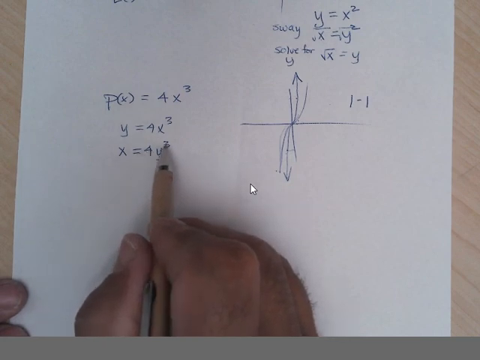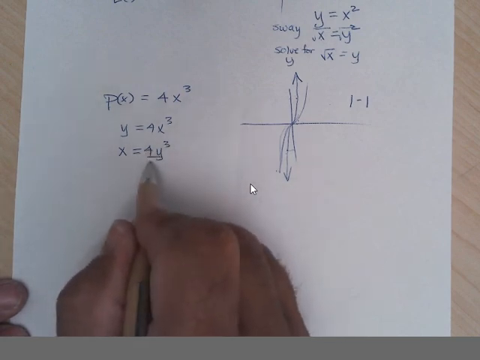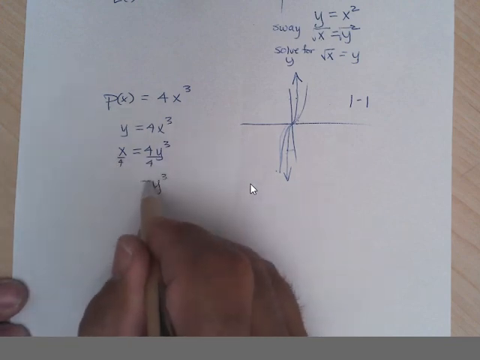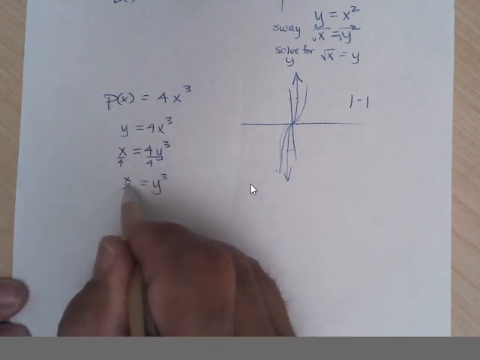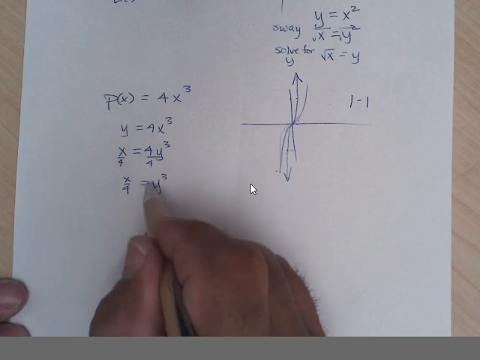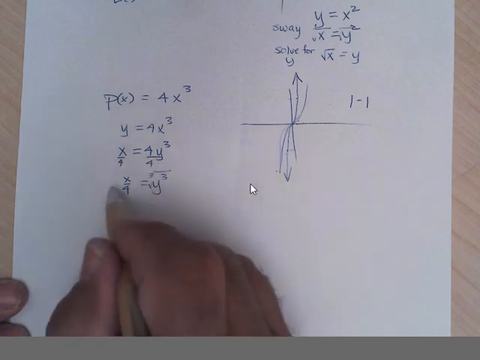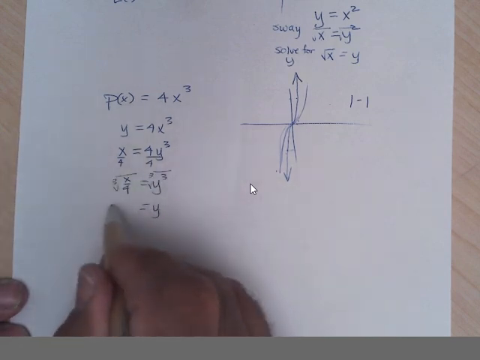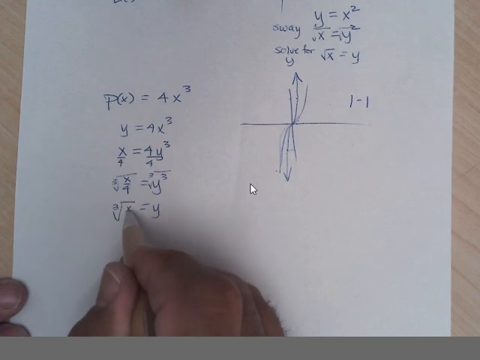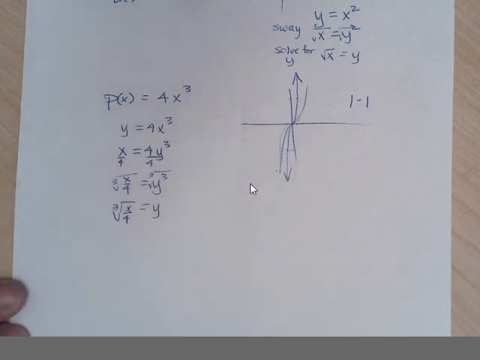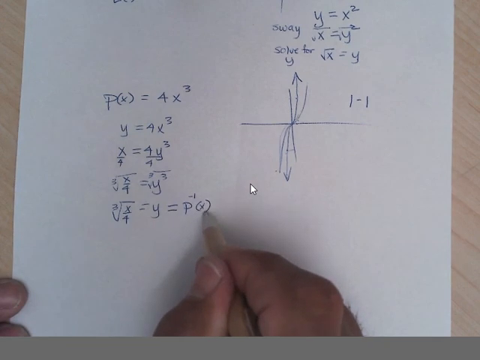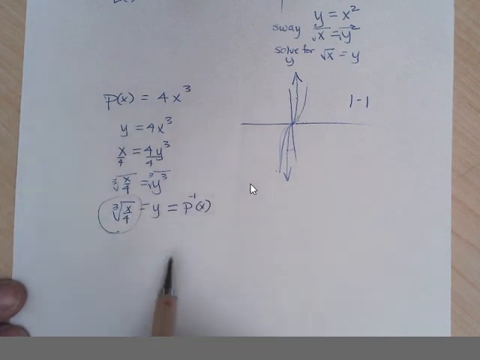And now we solve for y. So we undo backwards. This is times, and that power, so undo the times first: we divide by 4. And we get y to the third equals x over 4. We undo the cube by doing the cube root, and with cube roots you don't do plus or minus, and we get y equals the cube root of x divided by 4, and that's what p inverse of x would be. That would be the inverse.